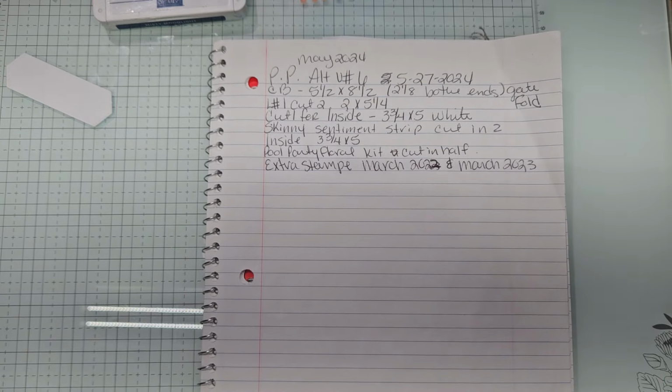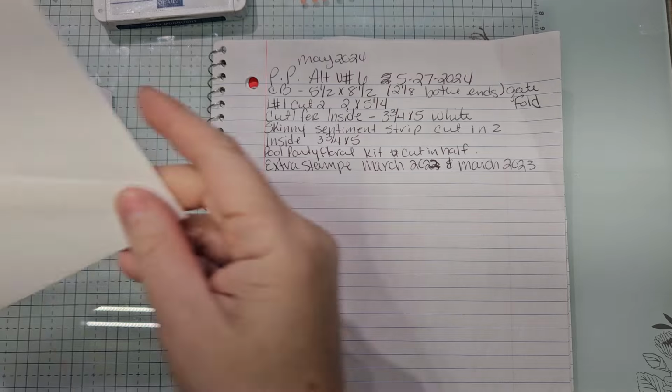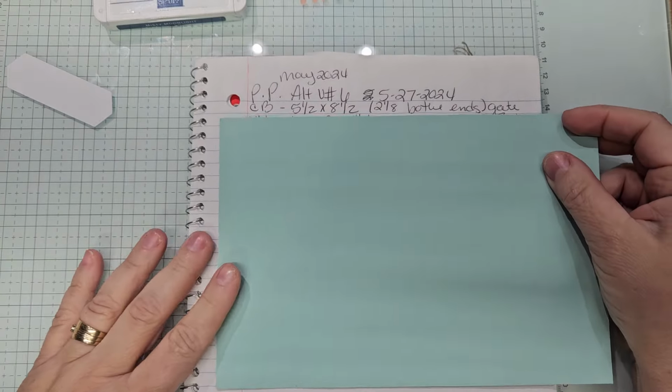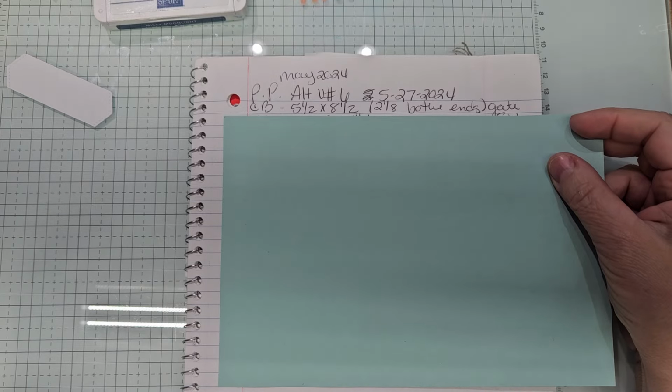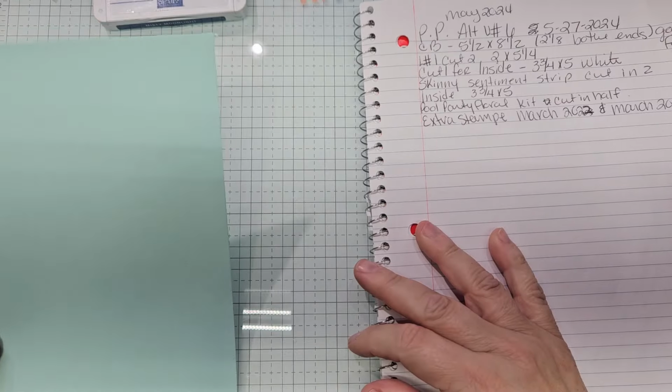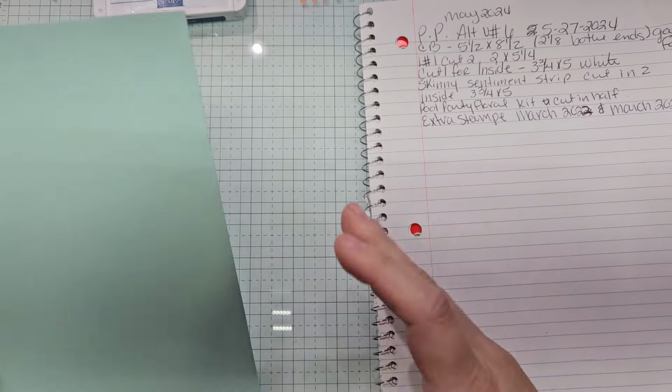So this is a gatefold card. We're going to score it together. I got a white envelope here. And we have 5.5 by 8.5 scored at 2 1/8 on both ends of this. Making sure that is 5.5. It is 5 3/4. We're going to have to fix that.